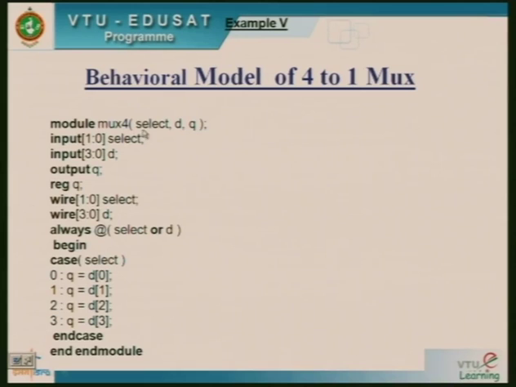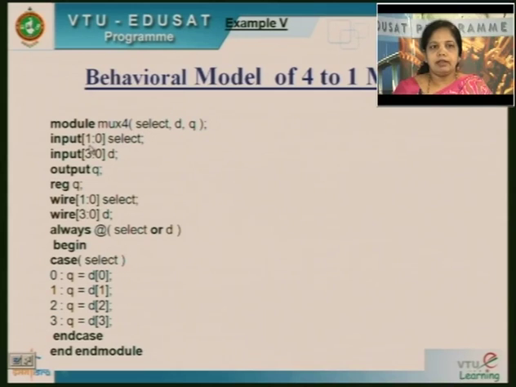Since I have declared a variable here, I can give how many bits over here? My selection lines will be 2. That's why my input is [1:0]. We have a 2-bit selection line, a 4-bit input, and 1 output. I am sending this once again as output.